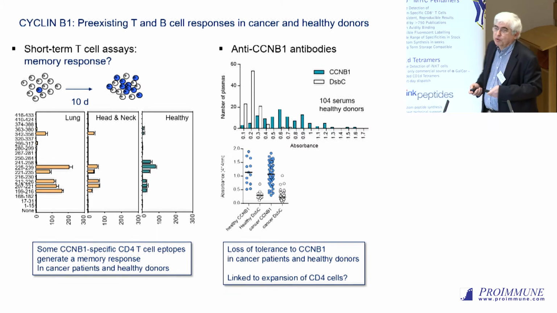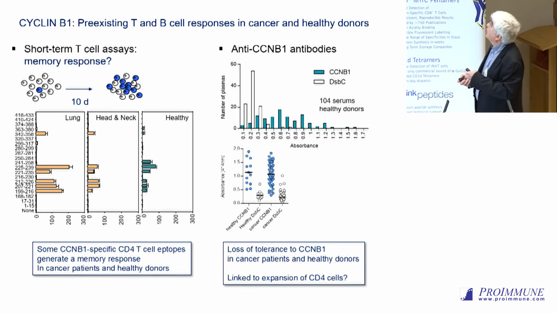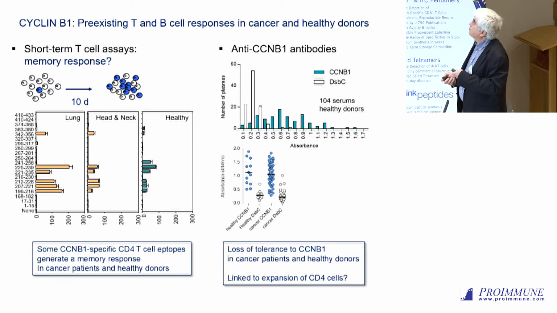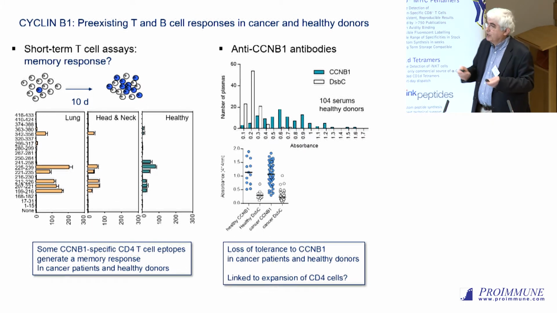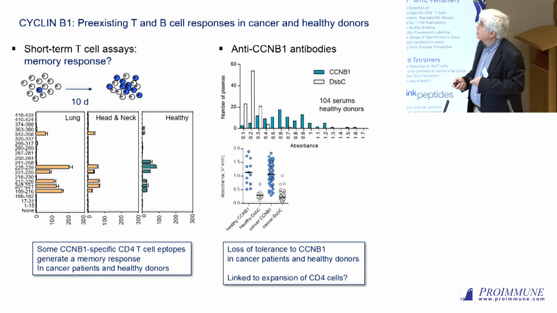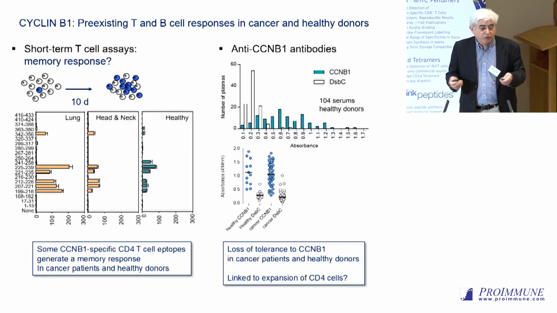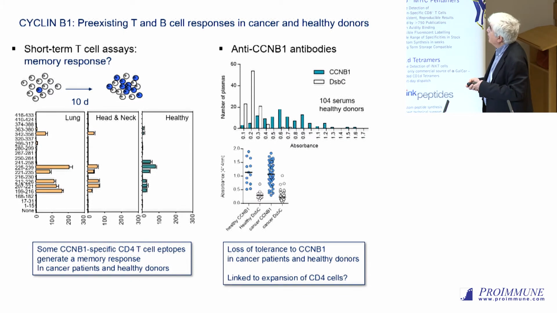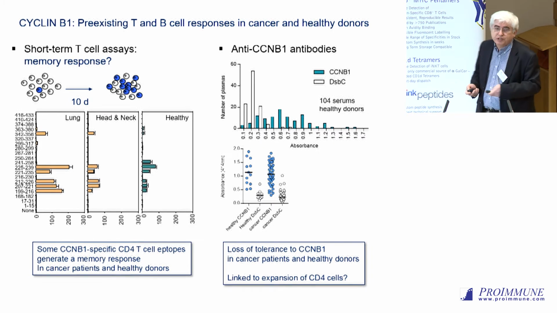So we screened more than 100 sera, and they are almost all positive in comparison to a control antigen. But when we screen the cancer patients, we do not find any difference between healthy donors and cancer patients. The level of antibody is the same. So we have the feeling that there is a loss of tolerance to cyclin B1, whatever the donor, healthy or cancer, and we suspect it is due to the expansion of CD4 cells that are specific to part of the T-cell epitopes only.